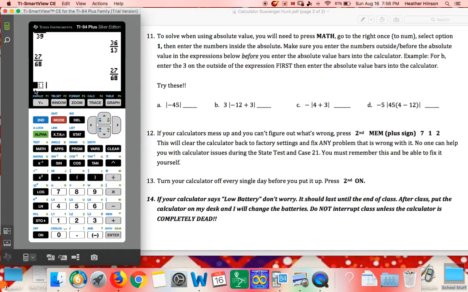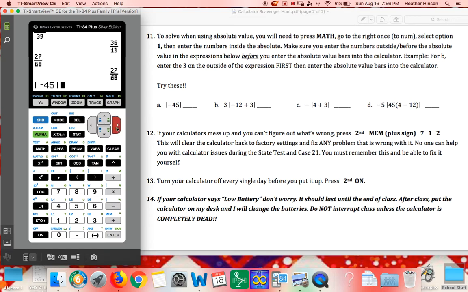Okay, once you get your absolute value bars, you're going to enter your numbers. So for A, we have our absolute values, and we're going to put negative 45. Remember, our negatives are going to be at the beginning of a phrase. They're not going to be in the middle. So this is the first thing inside our absolute value. So it's going to be a negative symbol. Negative is down here at the bottom in parentheses. And then 45.